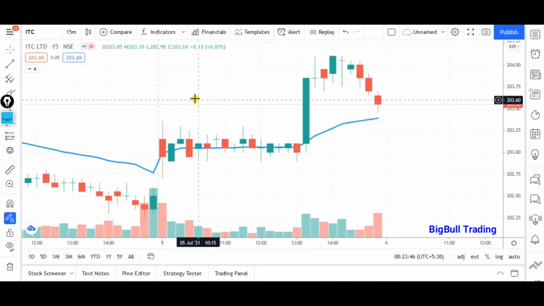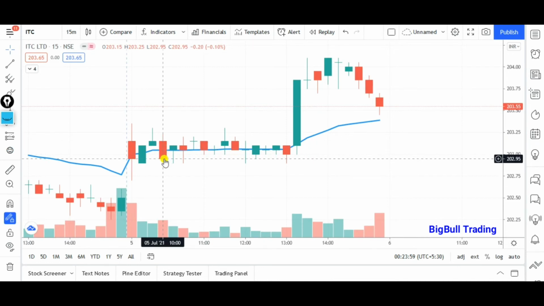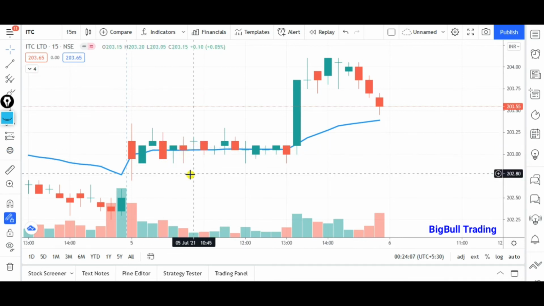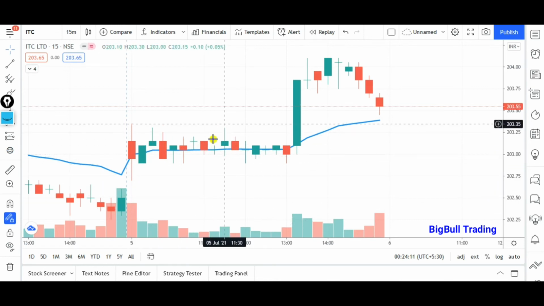In this example, you can see this is the first time the pattern is formed, but what I told you, if this is this type of pattern, you need a red candle. Now the sell order is activated just below this order. If you take the order here, 202.95, you see the order is not going in our direction, and the stop loss is hit.